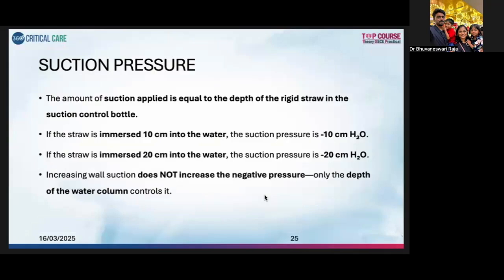So what decides the suction pressure? The amount of the suction applied is equal to the depth of the rigid straw in the third chamber, the suction control bottle. So if the straw is immersed at 10 centimeter into the water, then the suction pressure is minus 10 centimeter. If the straw is immersed at 20 centimeter into the water, then the suction pressure is minus 20 centimeters of water. Just increasing the wall suction does not increase the negative pressure. Only by adjusting the depth of the water column can you adjust the suction pressure.